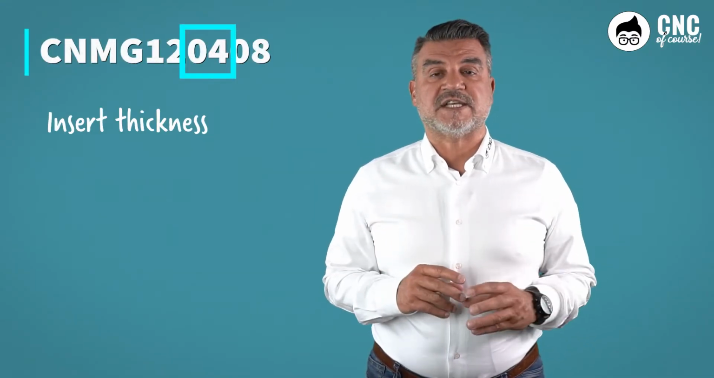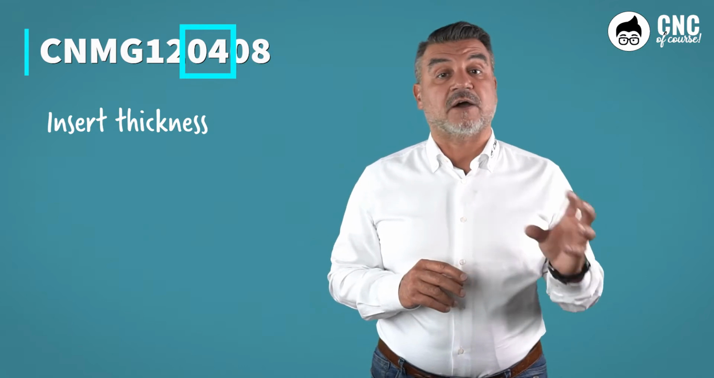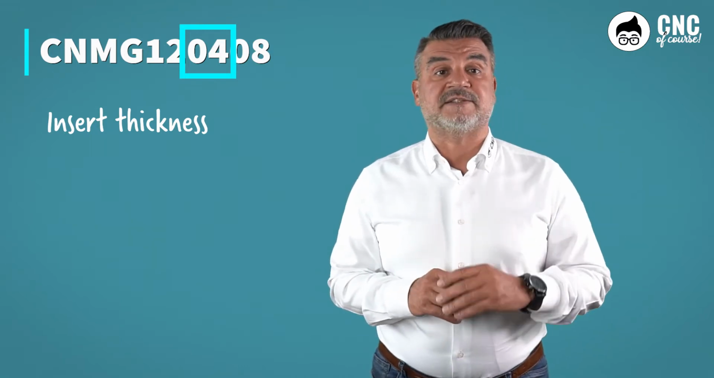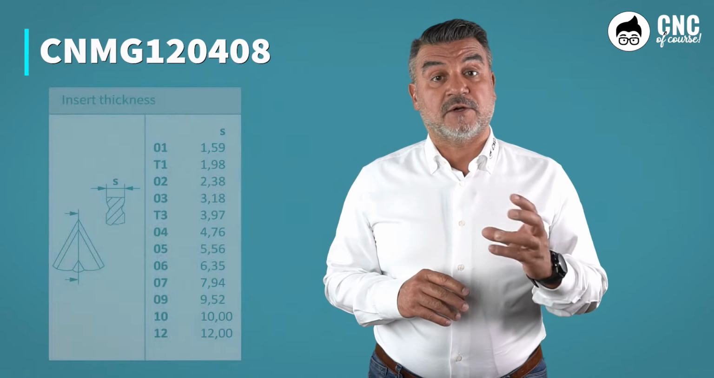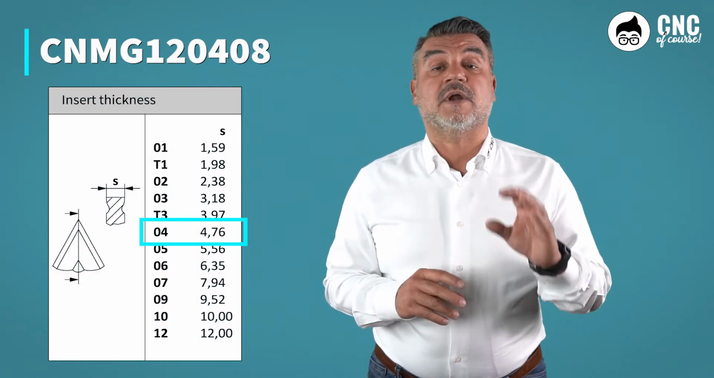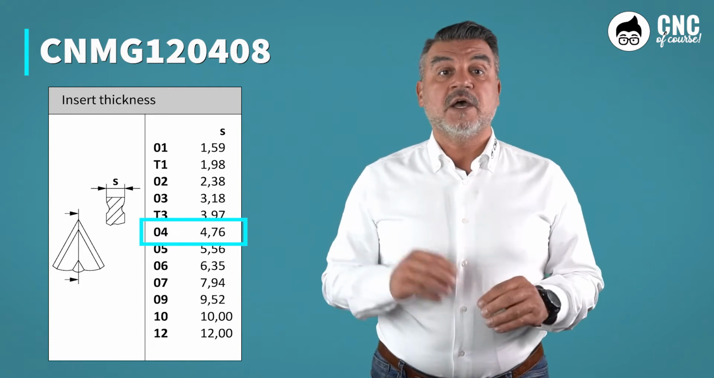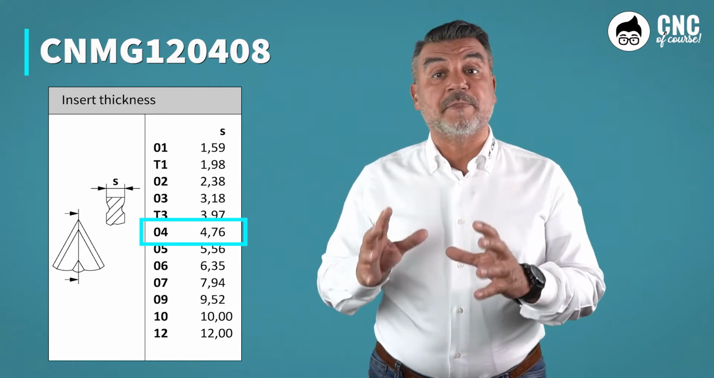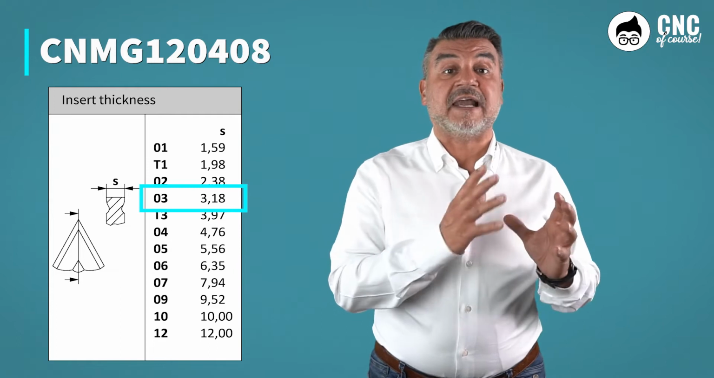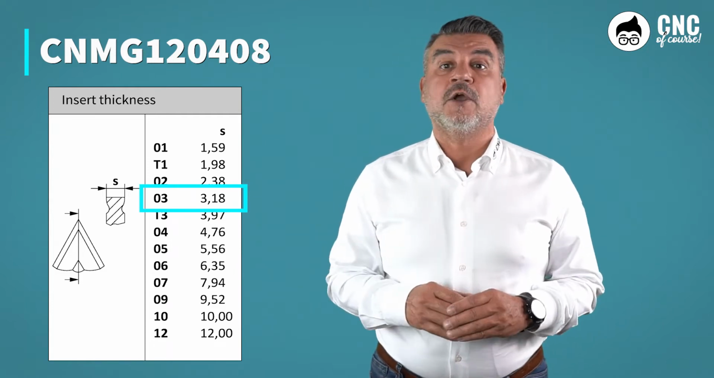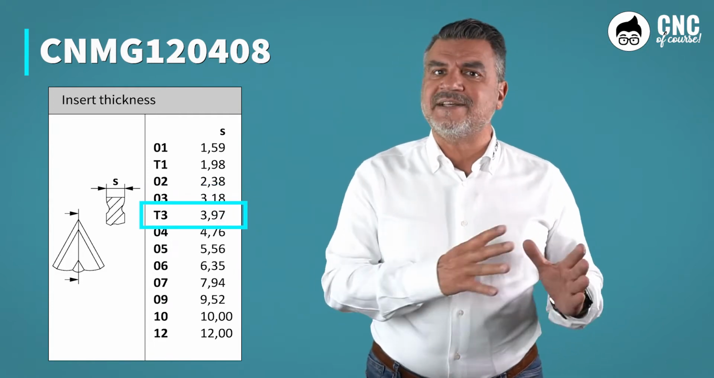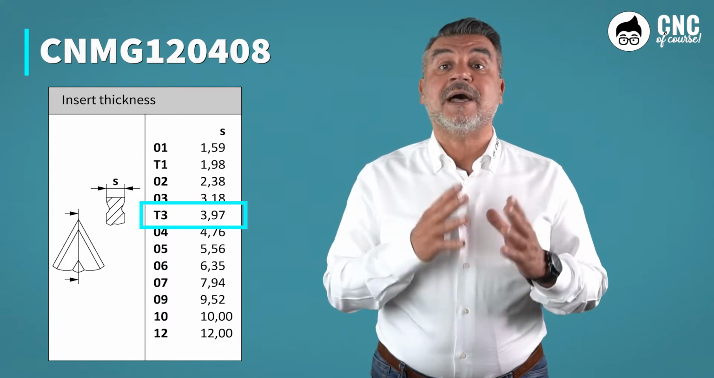The second number indicates the value of the insert thickness, the amount of which is derived from the inch to millimeter conversion. In our example, 04 stands for 4.76 millimeters. In the case of the screw clamping inserts, which are positive, we would have, for example, 03, which equals 3.18 millimeters. Or another symbol such as T3, which means 3.97 millimeters thickness.